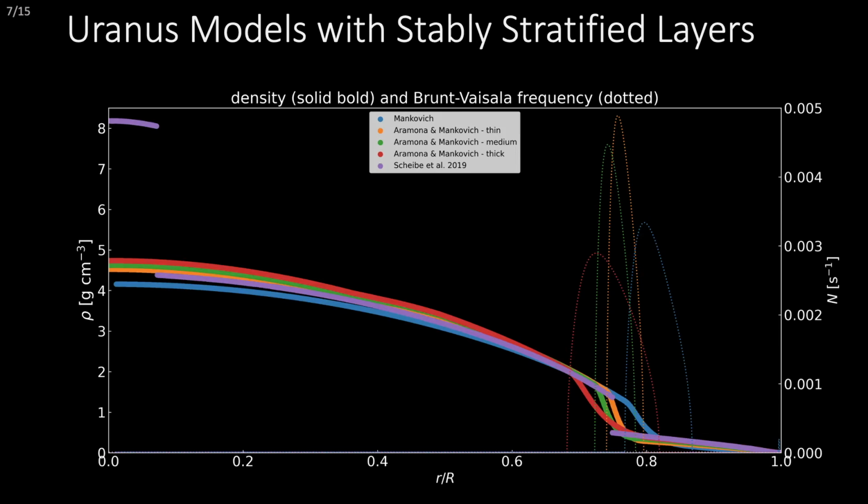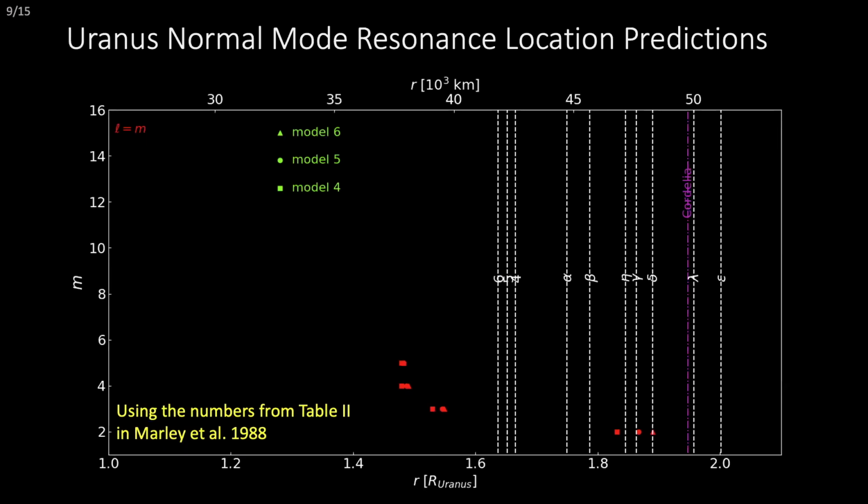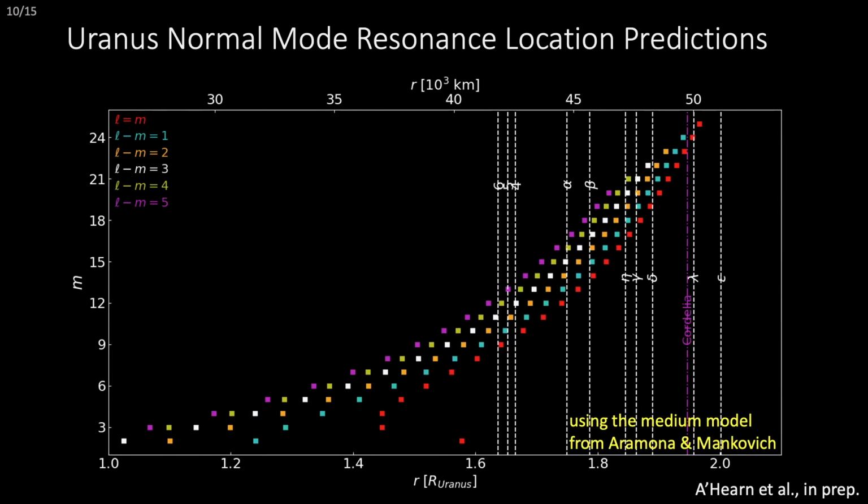The Ramona and Mankiewicz models fit J2 exactly, and have J4 errors equal to -1, 0, and +1 times sigma J4. Here is the Neptune model we used, also without a core and with a non-zero Brunt-Väisälä frequency. Before I show you our results, I want to show the resonance location predictions from Mark Marley's unpublished 1988 poster, which highlighted the possibility of the L equals M equals 2 mode falling on the delta ring. But in other models he experiments with, the L equals M equals 2 mode can shift quite a bit. And it shifts inward a bit more with our models.